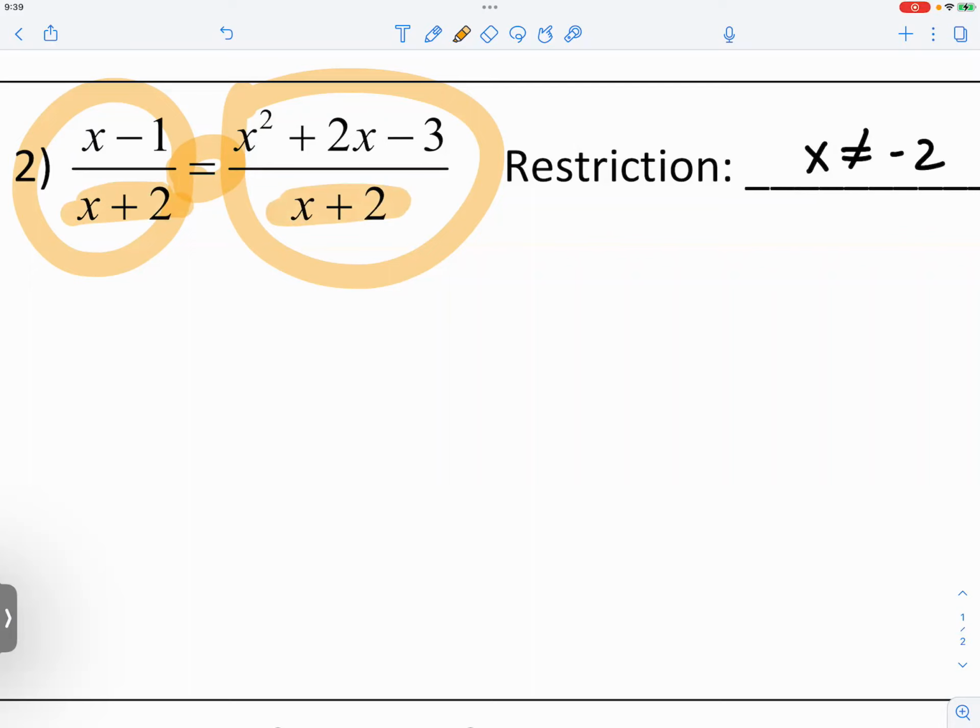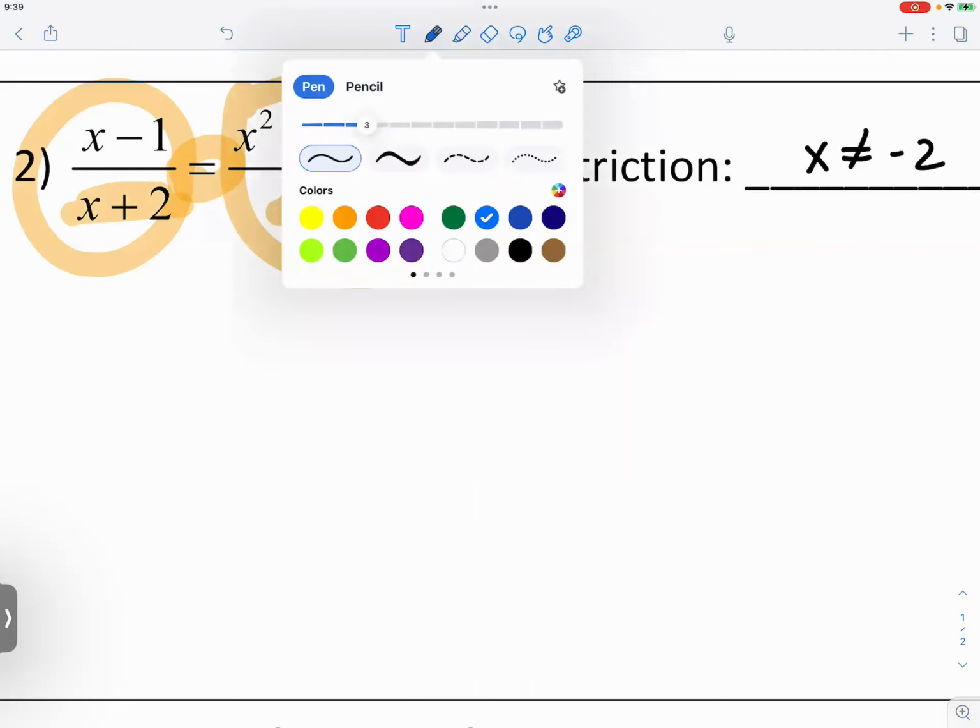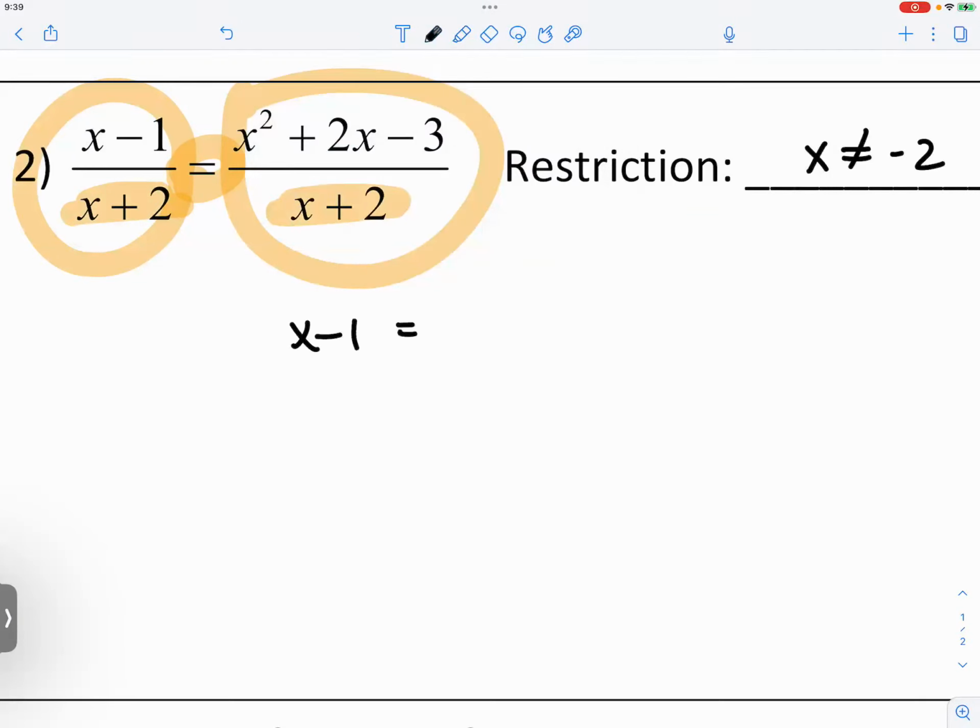So the argument goes like this: if you have 2 fractions equal to each other and the denominators are equal to each other, what could that mean? That means the numerators must be equal to each other as well. So again, you may multiply both sides by x plus 2 to get rid of the denominators. That works. Or you can also argue this conceptually and say, well, 2 fractions are equal, the denominators are equal, so guess what? The numerators have to be equal to each other as well.